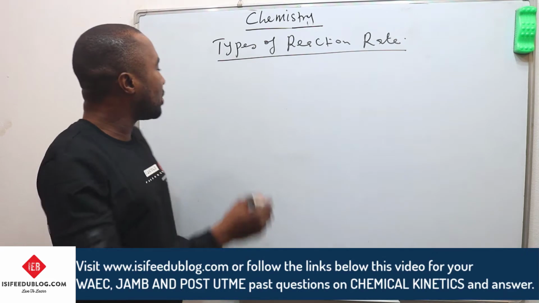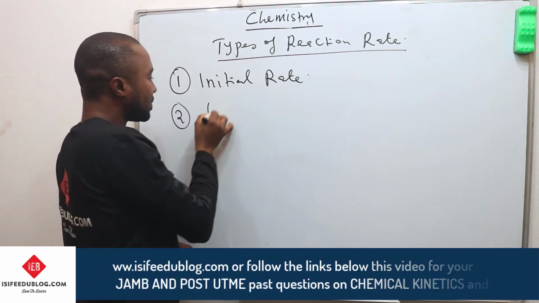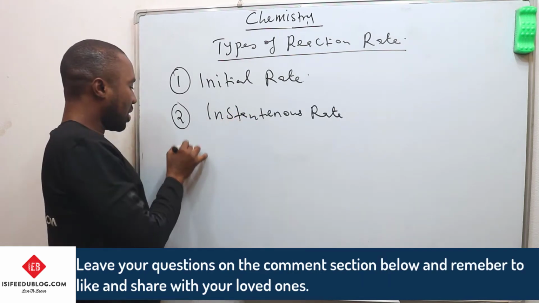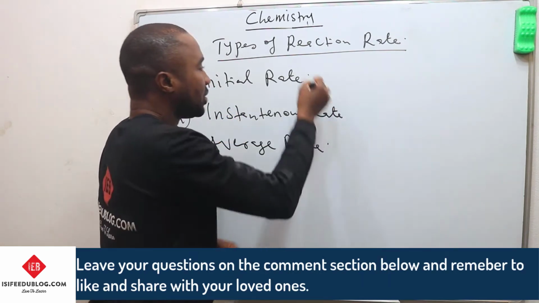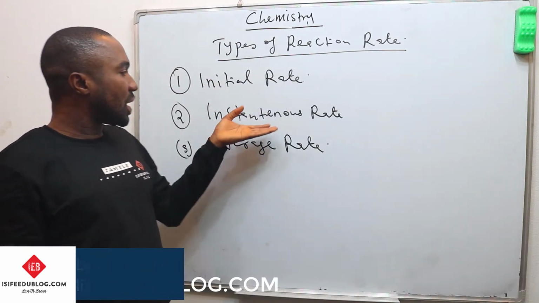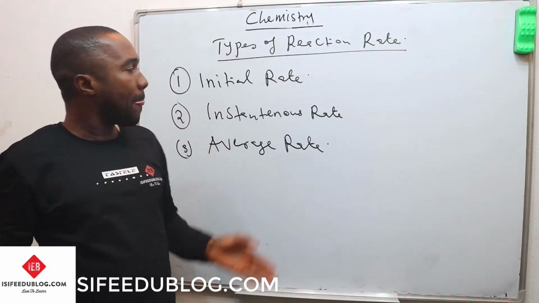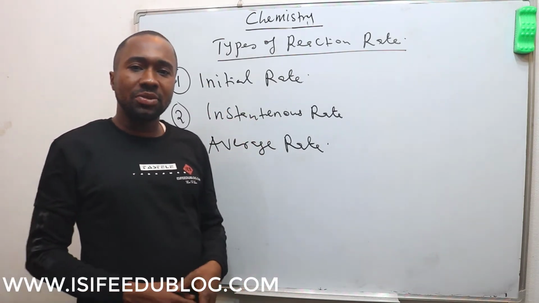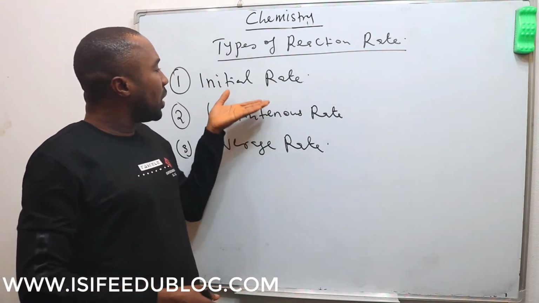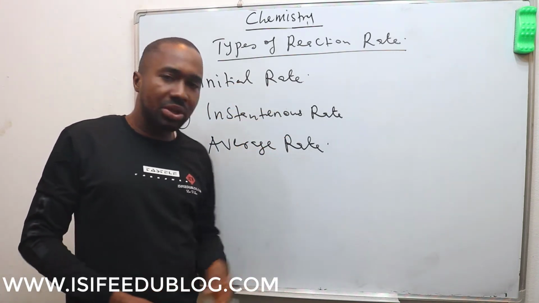The first one is the initial rate. We also have the instantaneous rate. We have the average rate. These are the three types of reaction rates: the initial rate, the instantaneous rate, the average rate. So when you are measuring the rate of a reaction, it depends on what you want to achieve. Then you can now decide either to use the initial, the instantaneous, or the average rate.